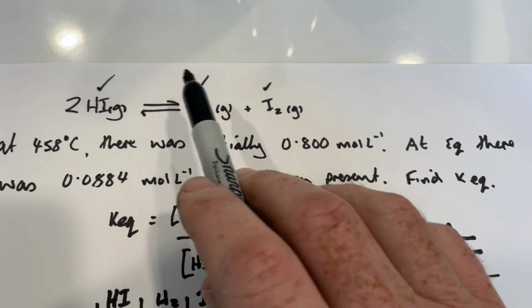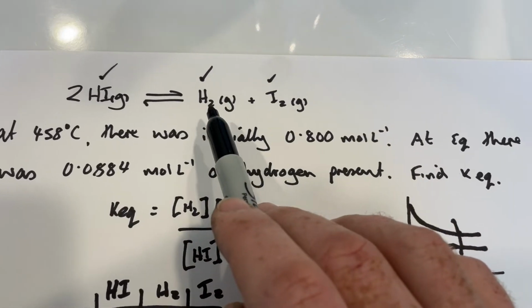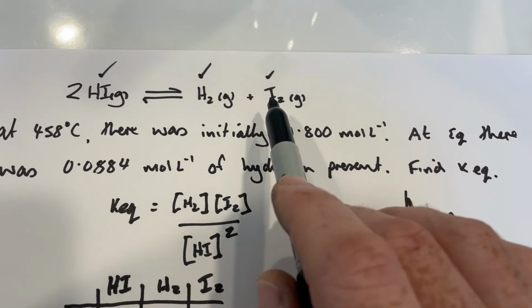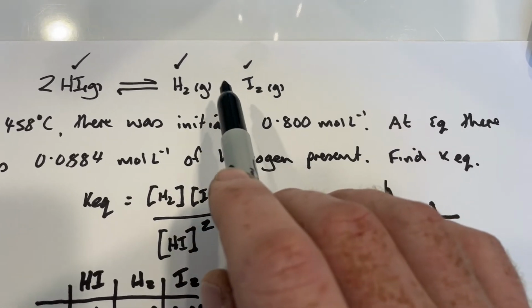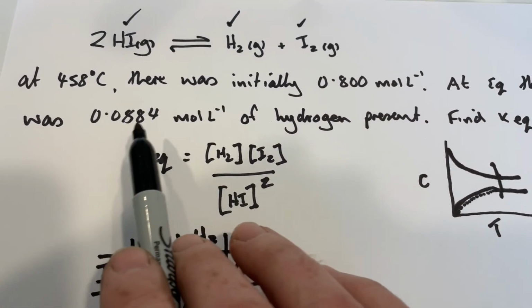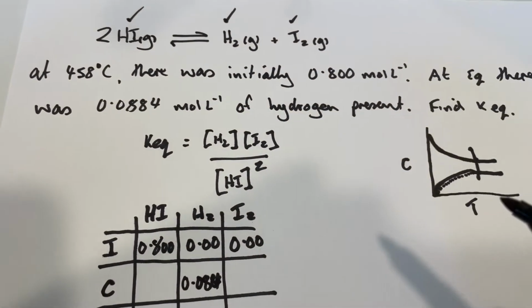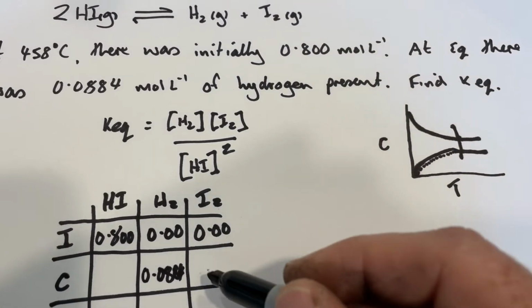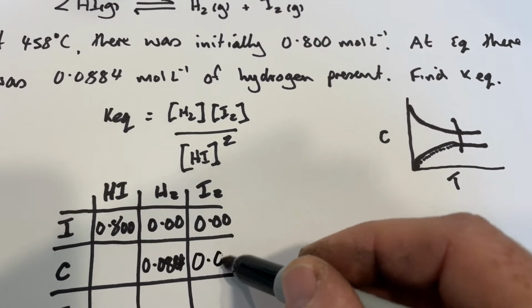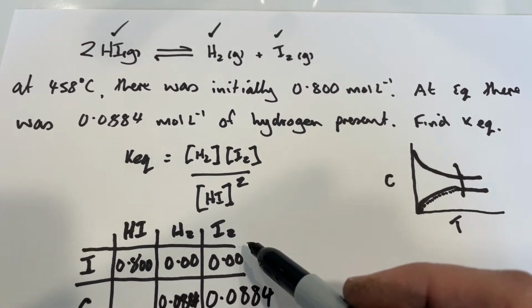If I produced 1 mole of hydrogen, I'd produce 1 mole of iodine. If I had produced 2, I would produce 2. If I had 10, I would have 10. It's a 1-to-1 ratio. So obviously, if I now have this many moles per litre of hydrogen, I will have the same number of moles of iodine, and I showed that in the graph too. So I'm able to confidently now put 0.0884 in for iodine as well.